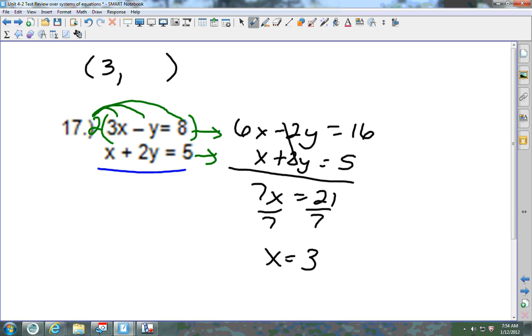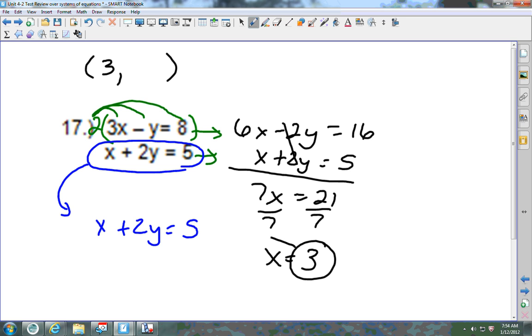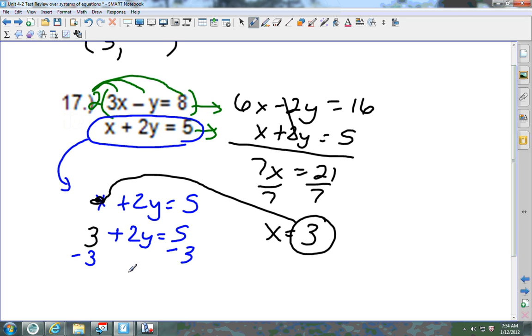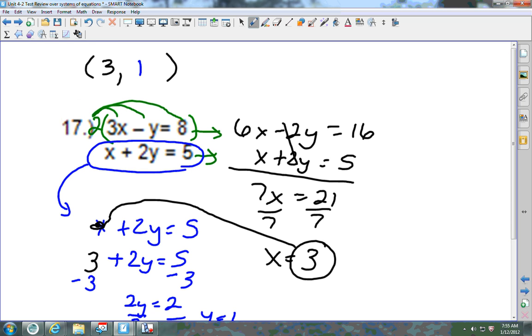Choose one of the two equations. I'll choose the bottom one. I only chose that one because it was all positive, and I like that better. But either way, you'll get the same answer. The x is 3. I'm going to take that 3, and I'm going to put it in there for x. So x is coming out, 3 goes in. Plus 2y equals 5. Subtract 3 from each side. Oh, let's move this down just a little bit. 2y equals 2 because 5 minus 3 is 2. Divide each side by 2. Y equals 1. So my solution is 3, 1.